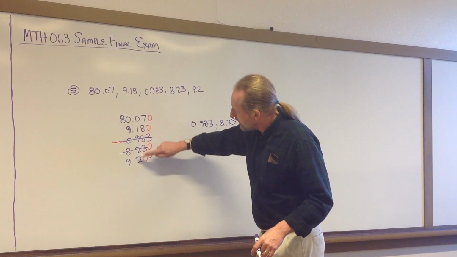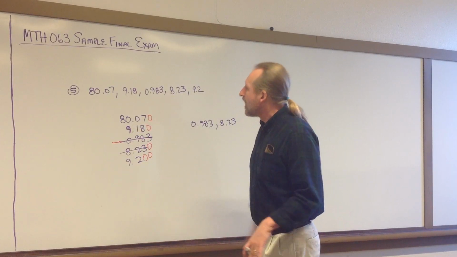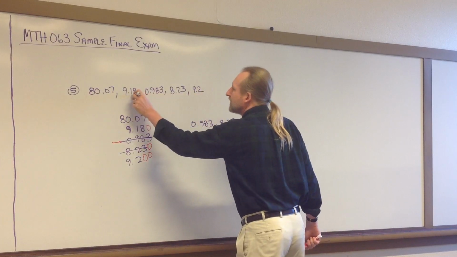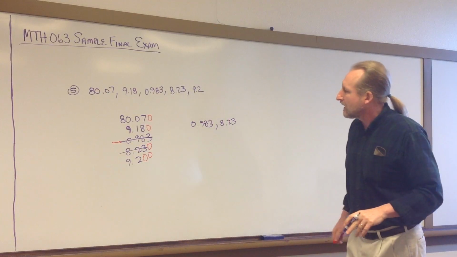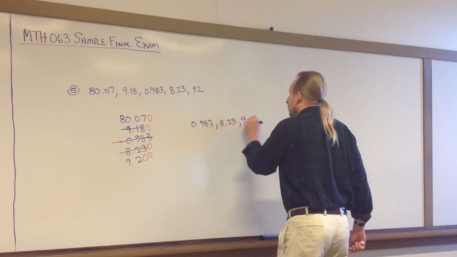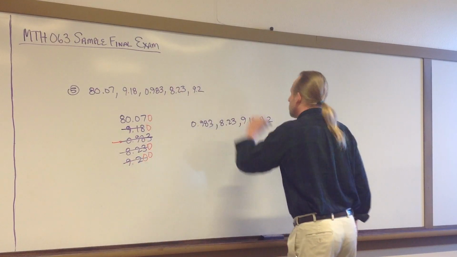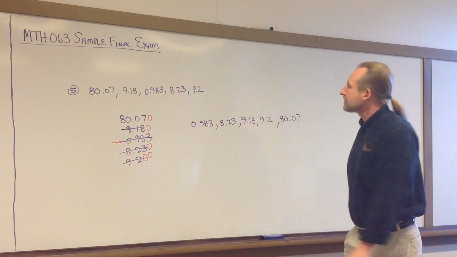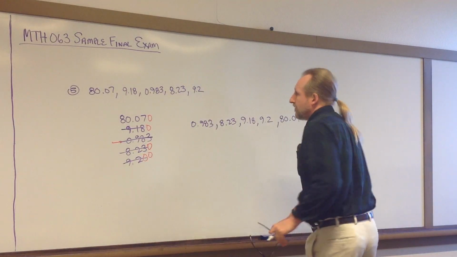You can just compare the tenths place and see that this one is bigger because it has a 2 and this one has a 1. But people sometimes get fooled thinking that this is 9.2 and this is 9.18, so this one must be bigger. That's not how it works, okay? So in any event, the next smallest one is going to be the 9.18, and then 9.2 is bigger than that. And then the biggest one, of course, is the one that starts with 80, 80.07. All right, well, that's problem 5.